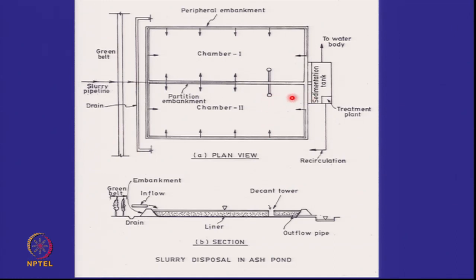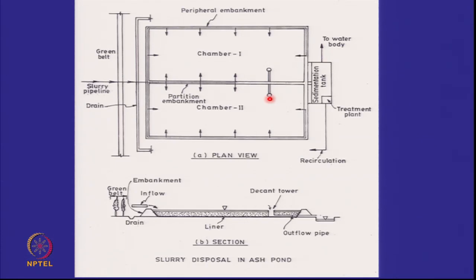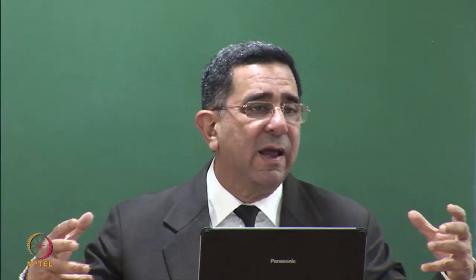Because then the settlement, suppose I was to put an inflow point here, this is a very short distance, settlement time will not be adequate and the fines will come out. So you have to have a minimum distance of these slurry ponds away from the decant tower, so that as the water flows from the inflow point, the fines must also settle. The coarse ones will settle immediately as soon as the slurry hits the ground, because velocity in the pipe was high.